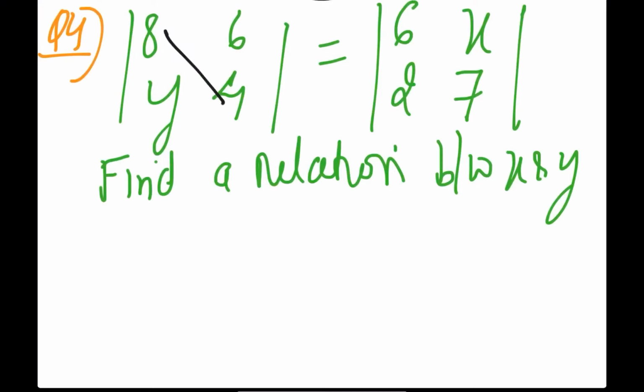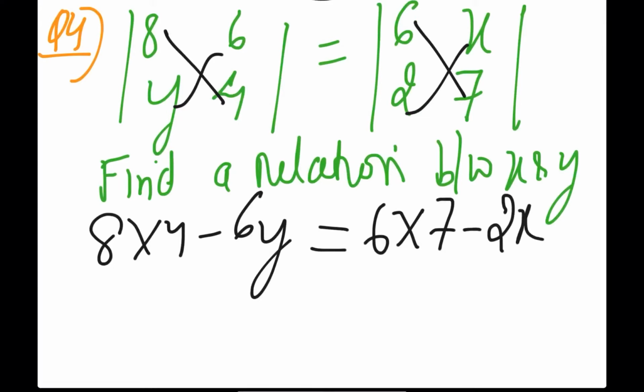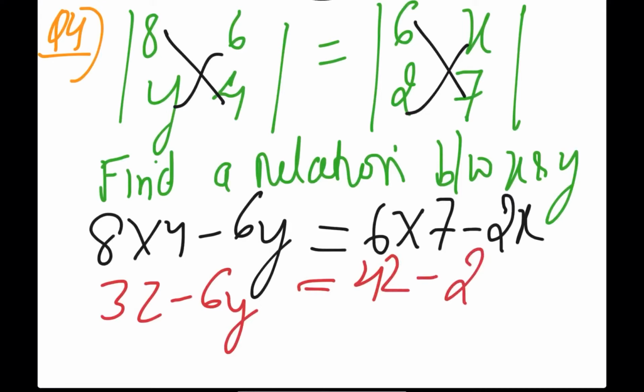So let's again do the same procedure. I'll find the value of this determinant, which will be 8 into 4 minus of y into 6, or I can write it as 6y, which is equal to this determinant 6 into 7 minus 2x. Now 8 into 4 gives me 32 minus 6y is equal to 6 sevens are 42 minus 2x.